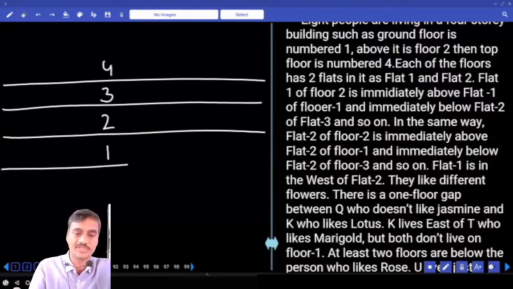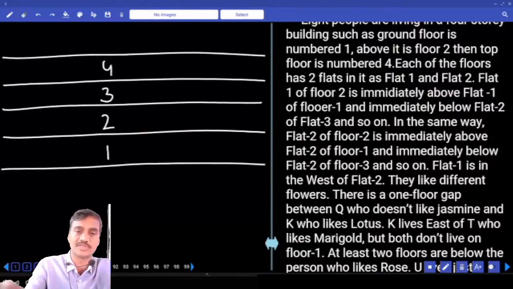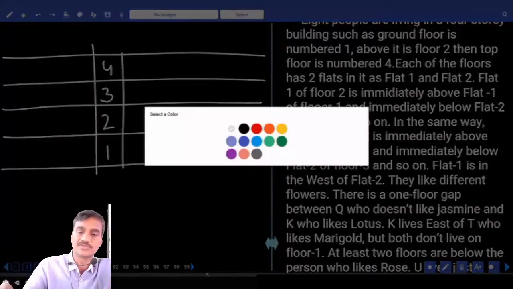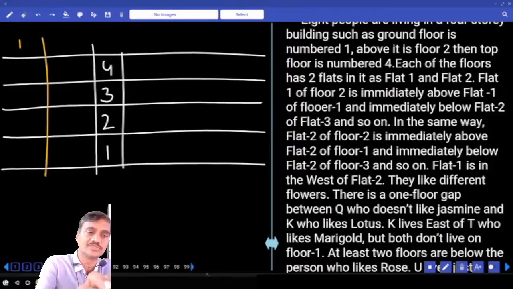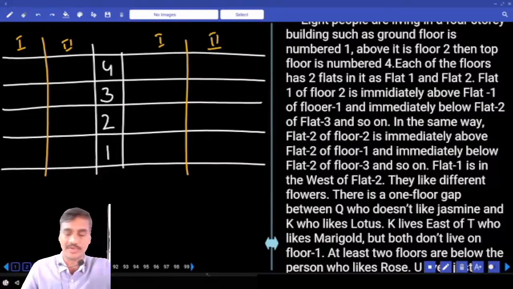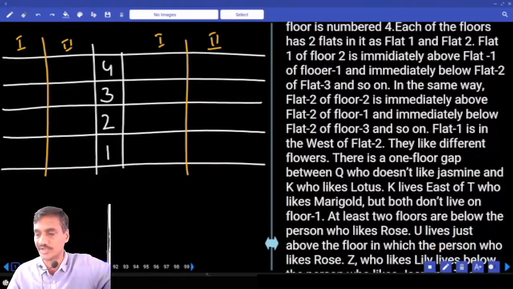Now flat 1 is to the west of flat 2 అని ఇచ్చాడు, అవునా కదా. Flat 1 is to the west of what? West of flat 2. Hence flat 1 is to the west of flat 2. This is flat 1 and this is flat 2. Clear now? Flat 1 and flat 2. Then coming to condition number 1. And each one of them likes different flower as well.